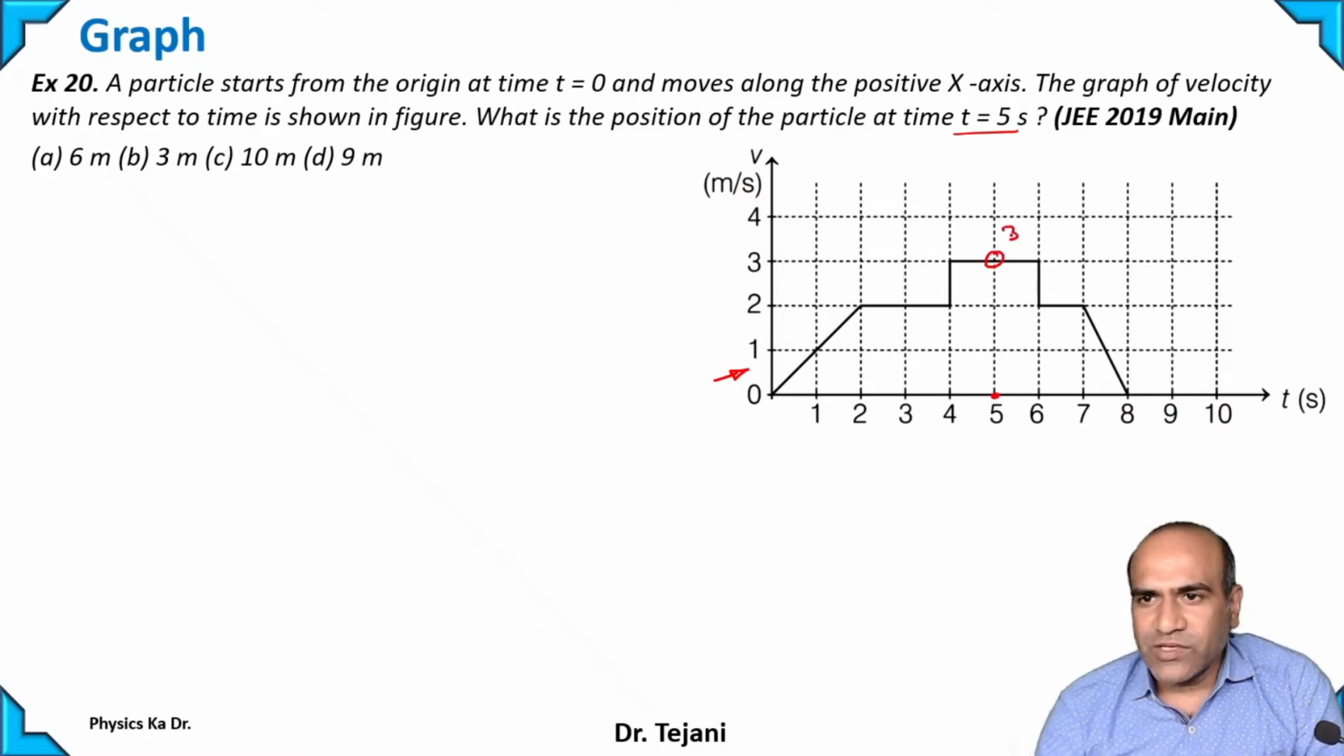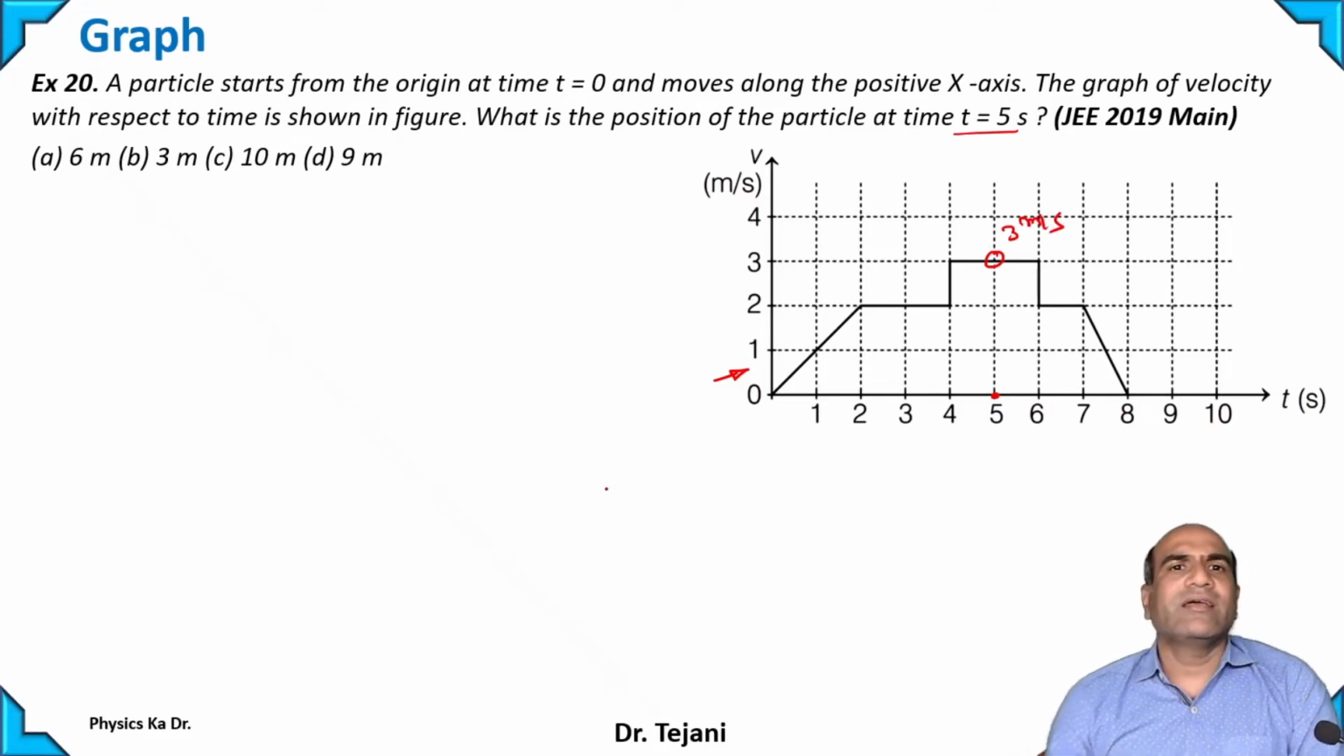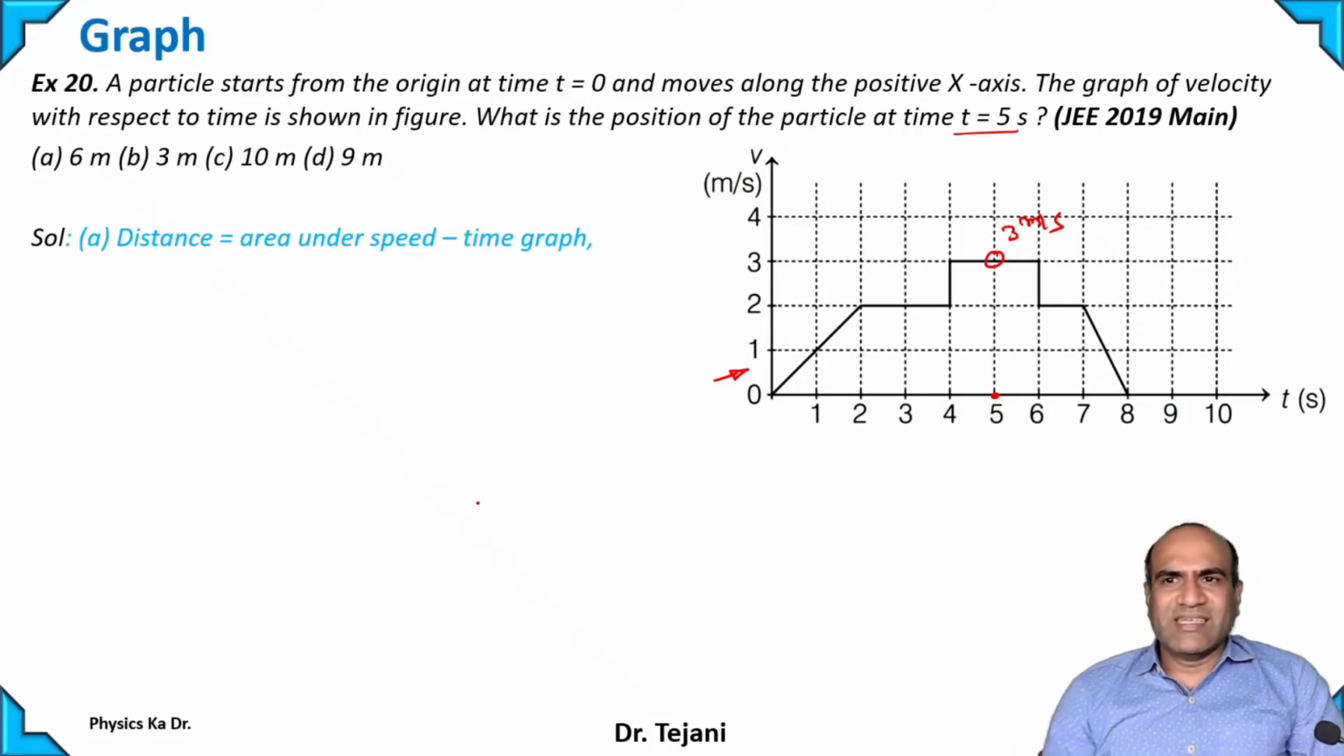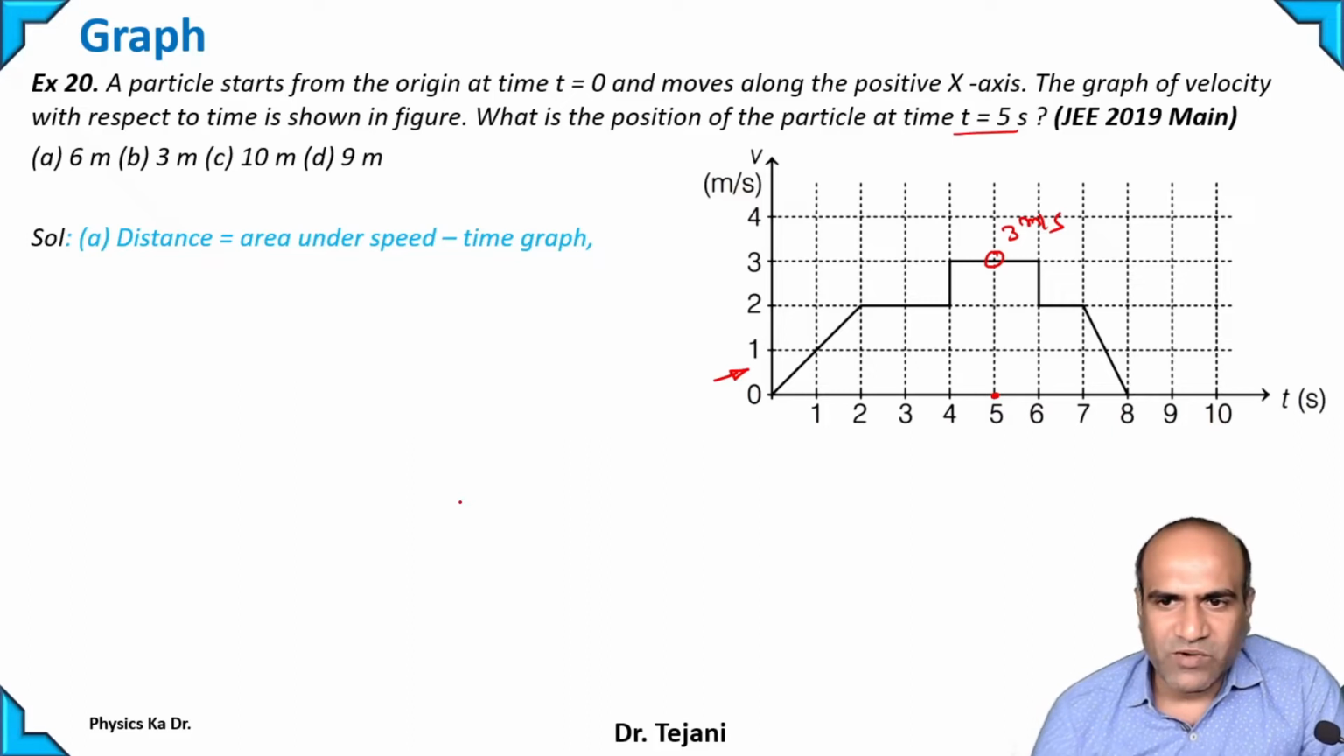Velocity is 3 meter per second. Can we find it directly? Four options are given. Yes, we know that, very simple. Distance is the area under the speed graph. What is the area? This is the area, up to this.